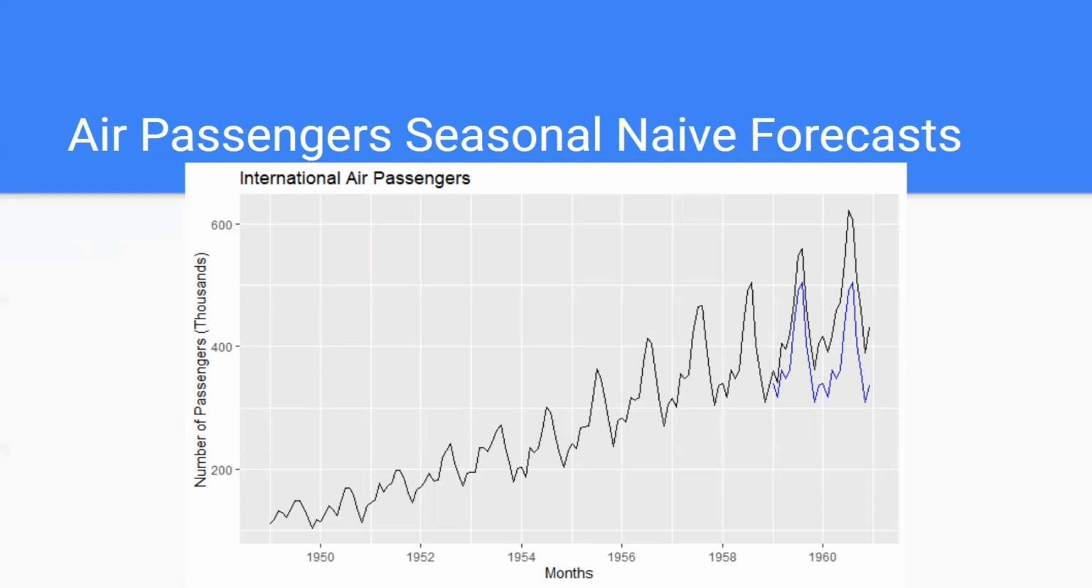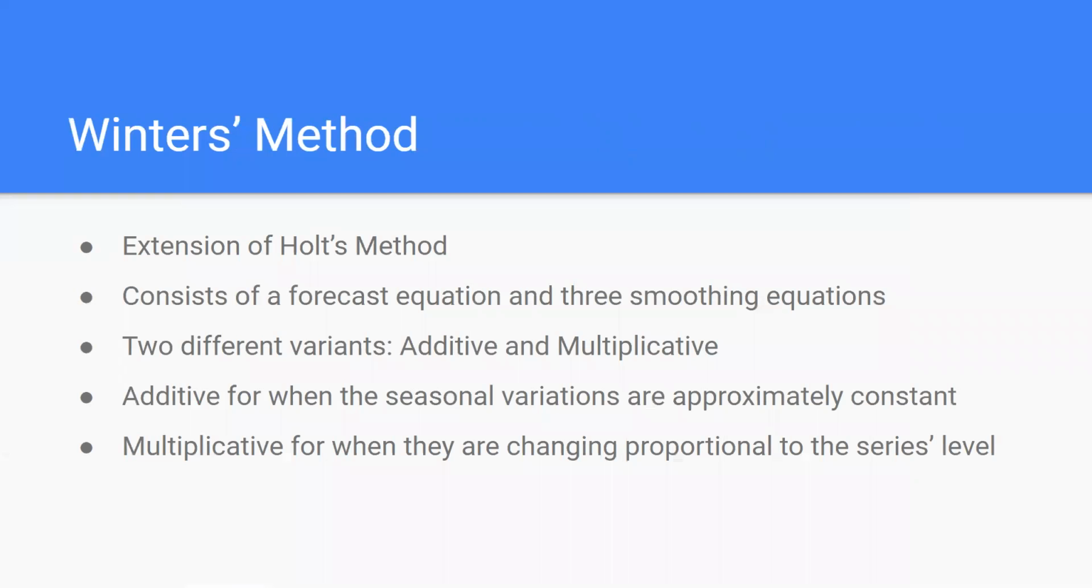As with naive forecasting, there are generally better methods for forecasting series with seasonal variation than the seasonal naive forecast. One of these techniques is Winter's exponential smoothing method, an extension of Holt's method. This method comprises the forecast equation and three smoothing equations, one for the level, L_t, one for the trend, T_t, and one for the seasonal component, S_t, with corresponding smoothing parameters denoted as alpha, gamma, and delta.